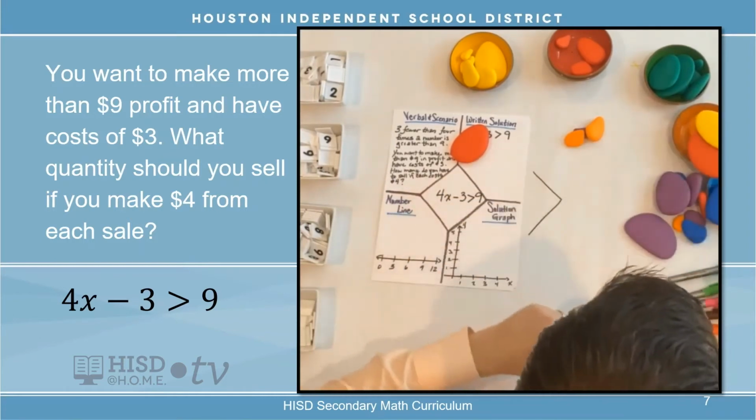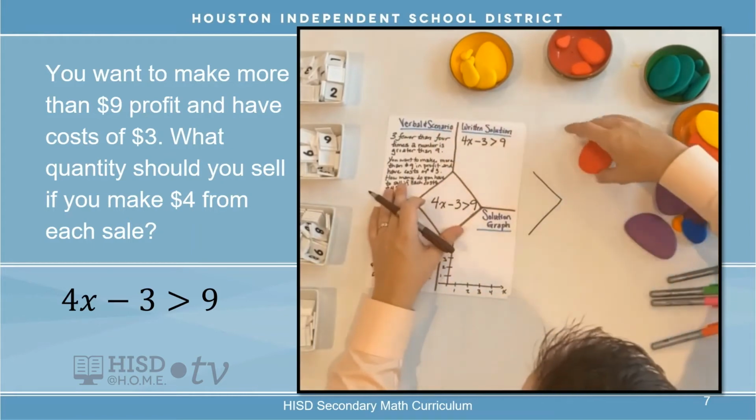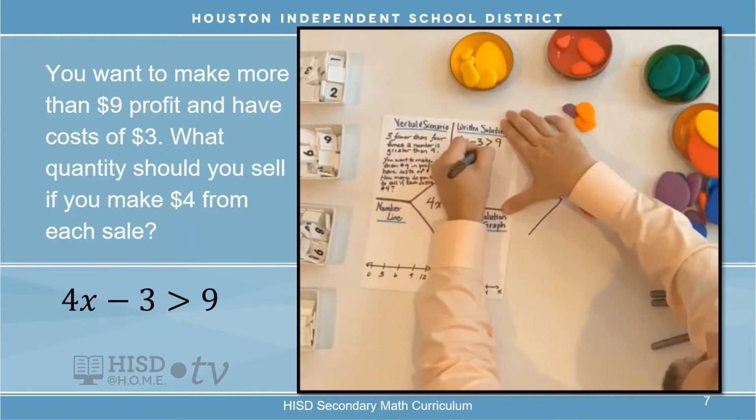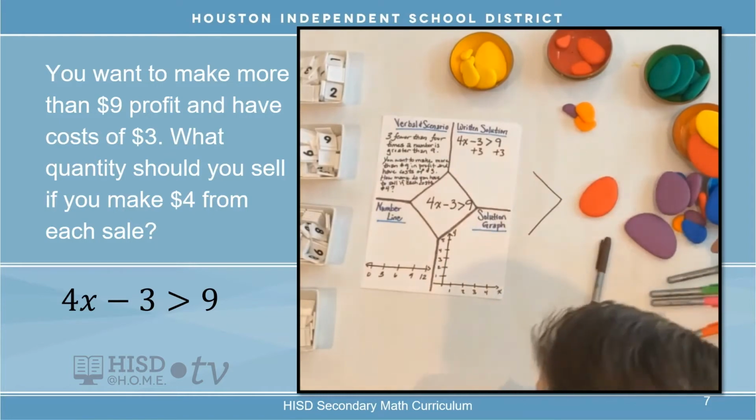Let's sweep these off to the side and record some of the notes from the experiment we just ran. The first thing we did was add 3 to both sides.